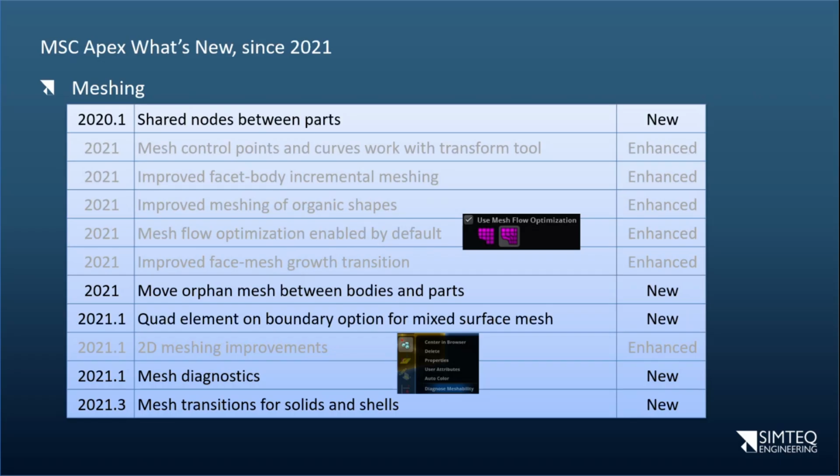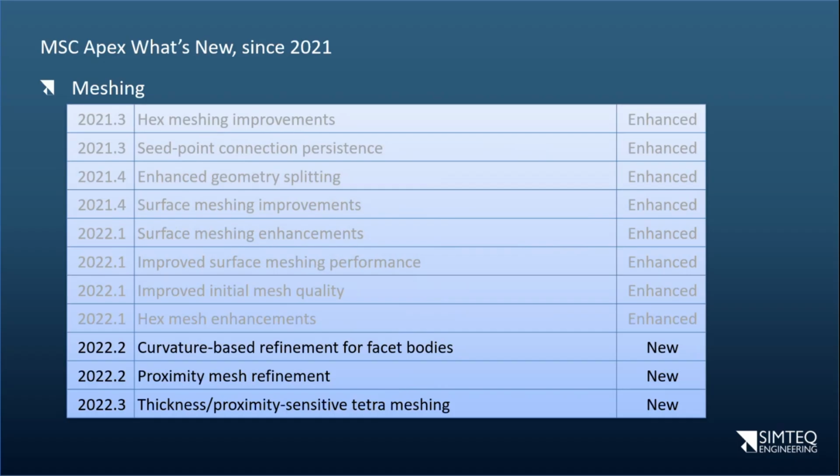And then the addition of mesh transitions for solids and shells was added in 21.3. As you can see then, a lot of improvements: hex mesh improvements, seed point connection, persistence, enhanced geometry splitting, surface meshing improvements, more surface meshing enhancements, improved surface meshing performance, improved initial mesh quality, more hex mesh enhancements, and then curvature-based refinement for facet bodies were added, as well as proximity mesh refinement.